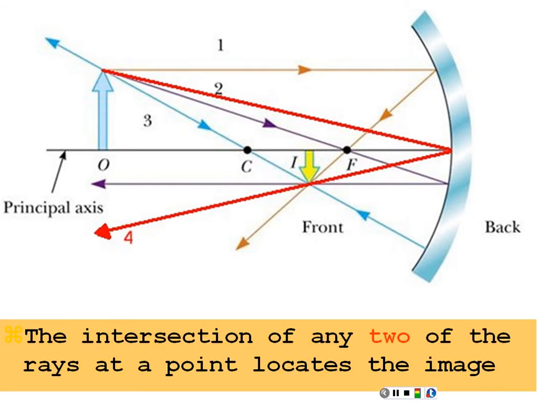So the intersection of any 2 of these rays will help us set up where the image is. In this case, we have a real image. It is inverted. Our image distance is positive, but the magnification will be negative because we have an inverted image.